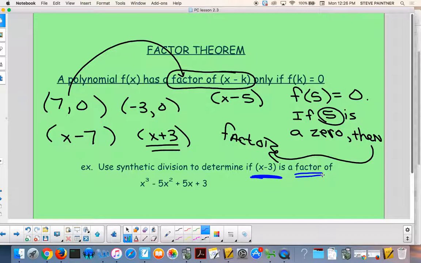To be a factor, guys, what do you know? The remainder is 0. Exactly. Like, hey, guys, is 4 a factor of 12? Yes. How many times does it go in there? 3 with a remainder of 0. To be a factor, the remainder is 0. Is x minus 3 a factor of this? Do your division right now. See what you get.